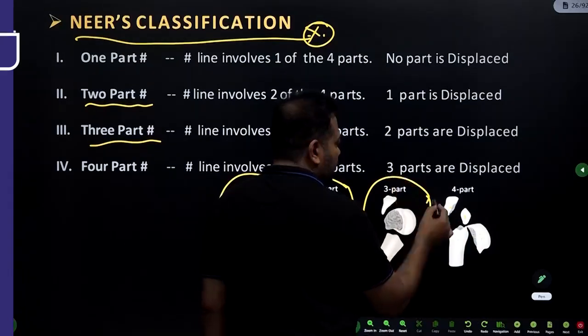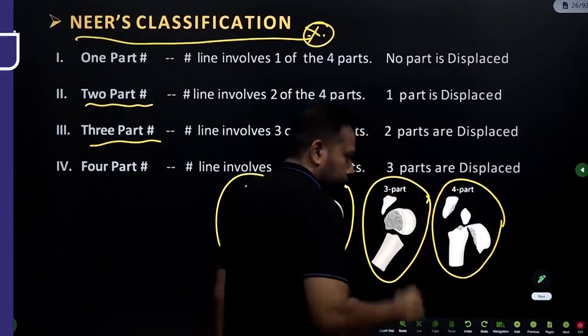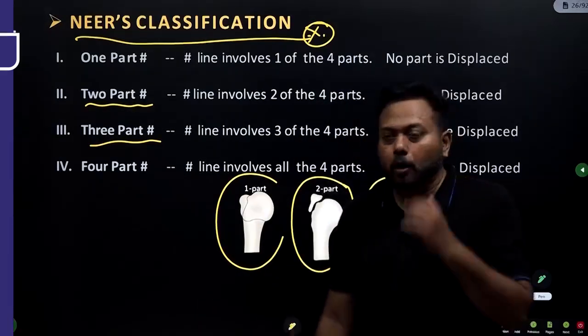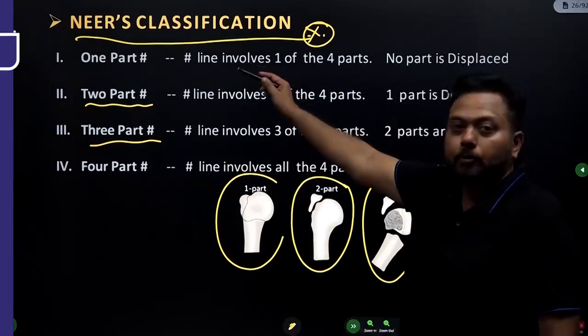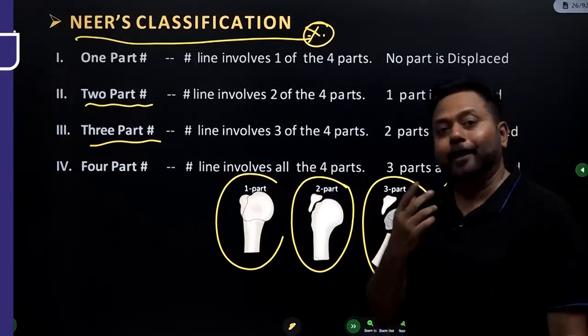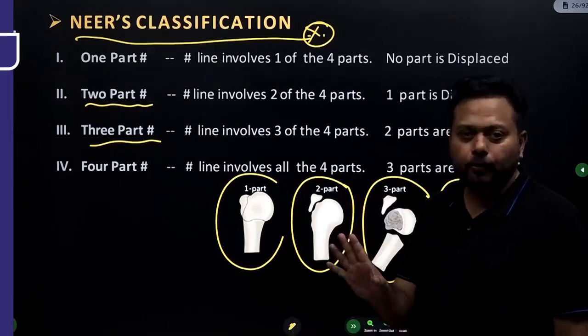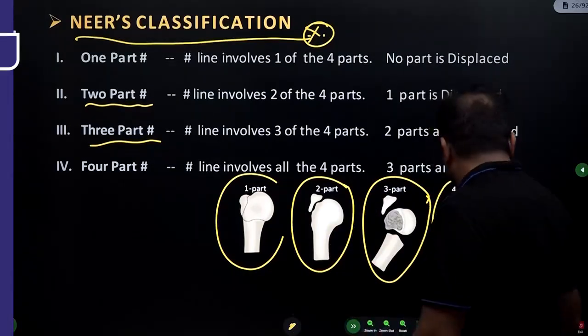Okay, so this is called a Neer's 4-part fracture. Worst prognosis. Okay, so a 1-part fracture has the best prognosis. A 4-part fracture has the worst prognosis, because invariably a 4-part fracture will go for avascular necrosis. It's not going to unite. It will go for avascular necrosis.